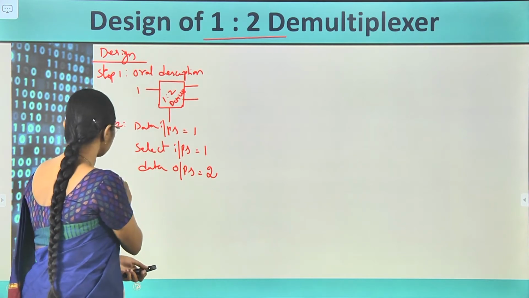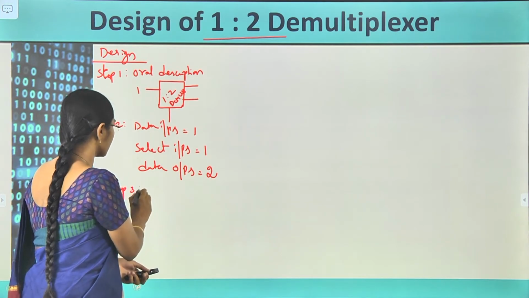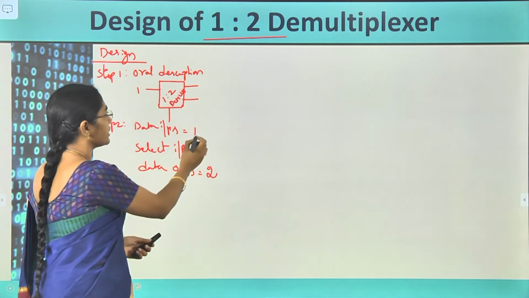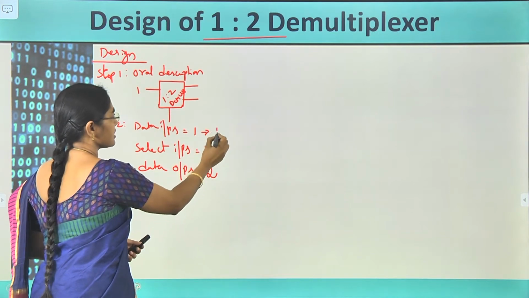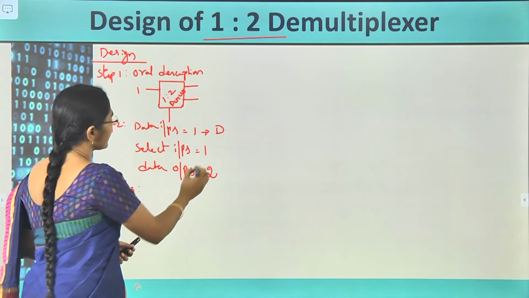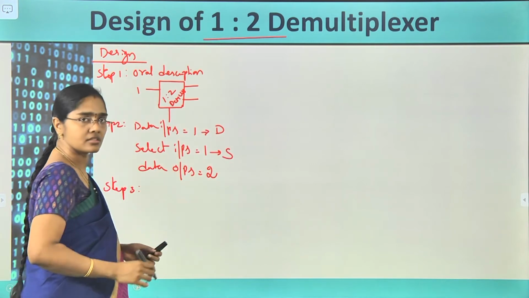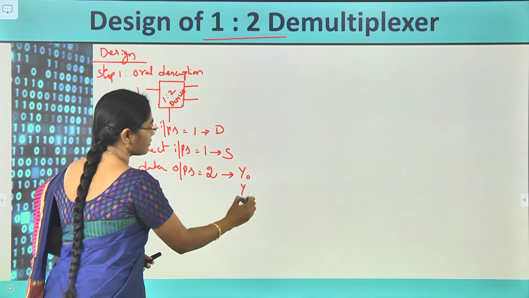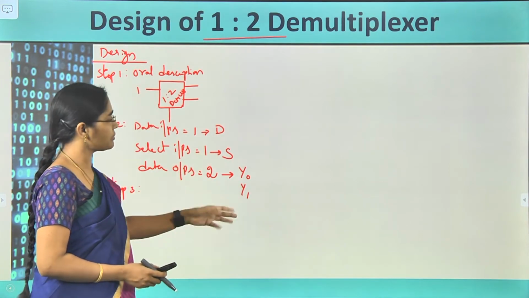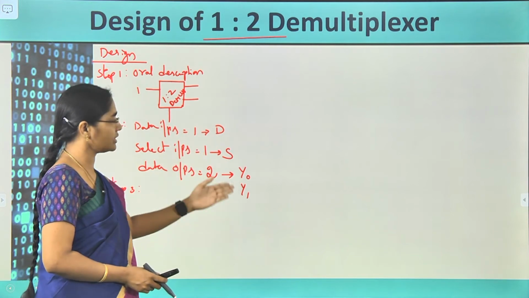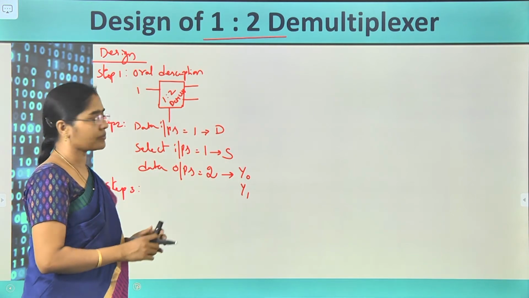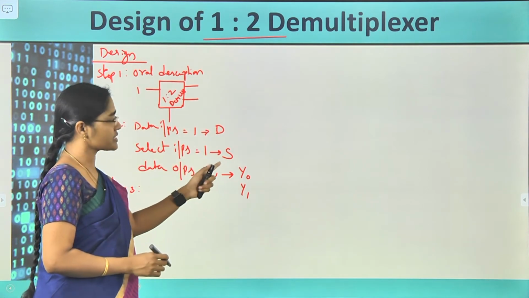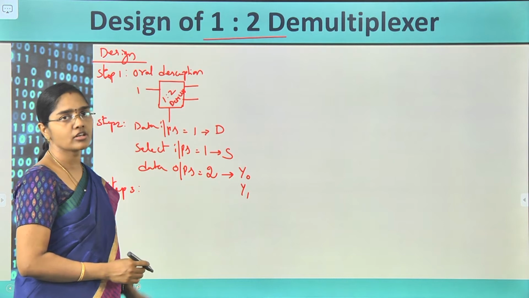And what is our step 3? Step 3 is giving names. Let us give the data input the name D, the select input S, and the data outputs Y0 and Y1. These names may be anything; they are user defined, so you can use any name. So we are taking the data input as D, the selection signal as S, and the outputs as Y0 and Y1.